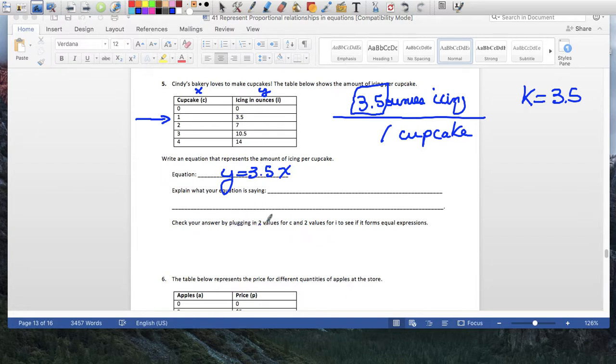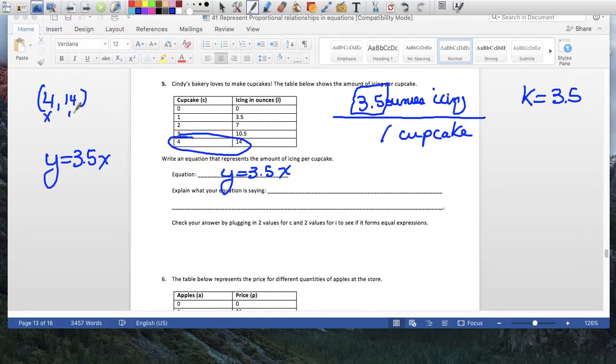Check your answer by plugging two values for C and two values for I to see if it forms equal expressions. So here's my equation, y equals 3.5x. What they're asking you to do is literally pick any of these pairs: 4 and 14, 3 and 10.5, 2 and 7. Pick one of those, put it in here, see if it works. Let's pick this one, 4 and 14. So 4 and 14 is written this way.